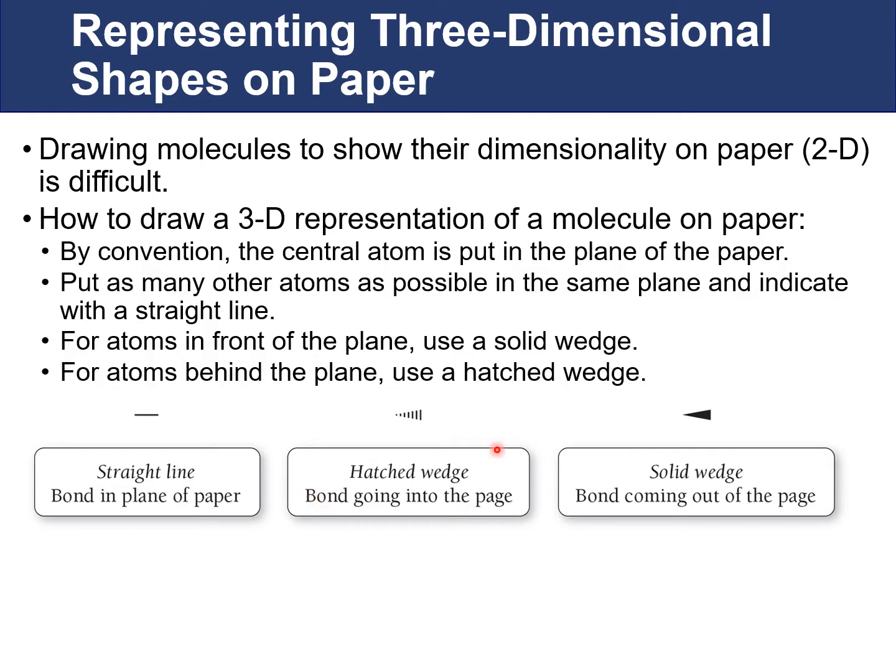hashed wedge. The convention is typically having the central atom at the small point of the wedge and the atom that you wish to represent as being either out of the plane or into the plane being at the large end of the wedge. However, for the hashed wedge, sometimes you will see it where the central atom is on the large side and the atom that is going out of the paper is on the small side, both of which are reasonable.